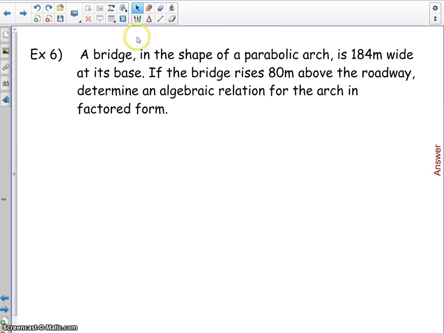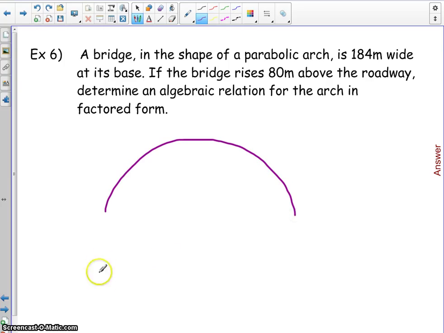Okay, so first thing I'm going to do here is just sketch this out. So I have a parabolic arch. Let's say it's right there. Okay, I know it's 184 meters wide at the base, and I know it's 80 meters high.